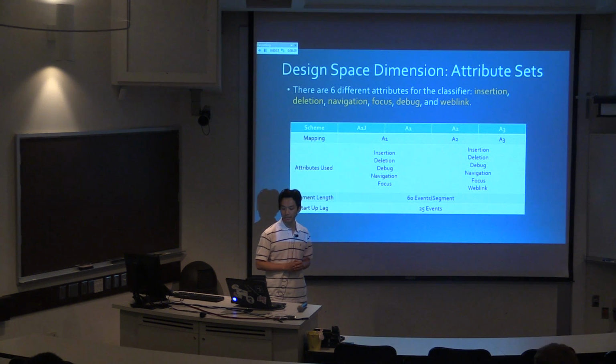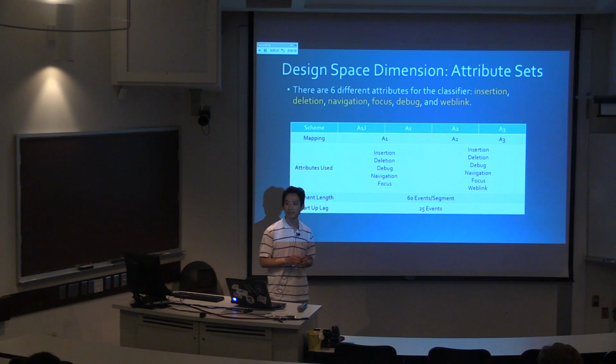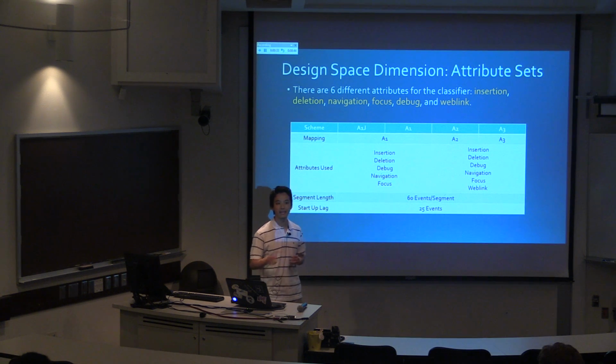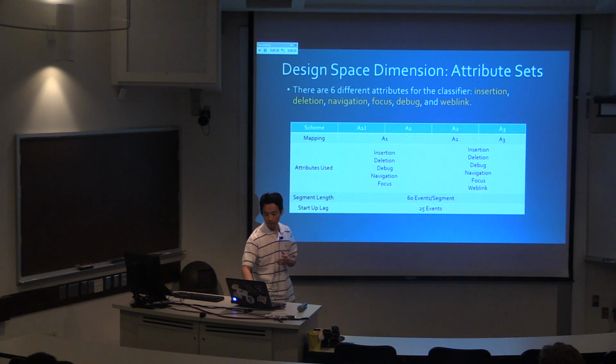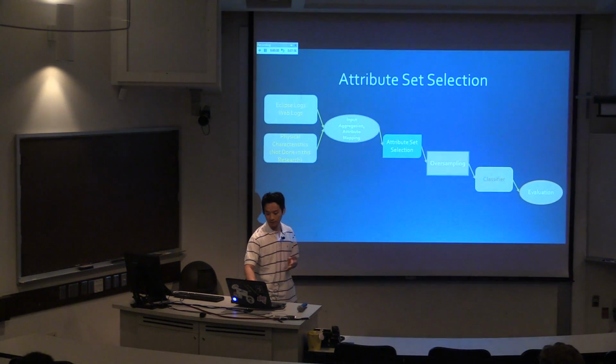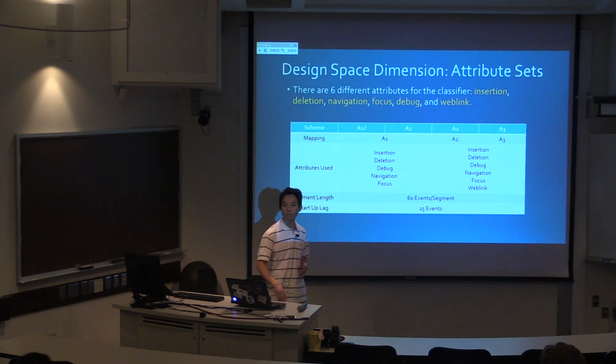So basically, it's very impractical to take all the events from Eclipse and then shoot it straight to the classifier. So what we want to do is aggregate a bunch of them, and then calculate the ratio of how many are inserts, how many are deletes, and then use that ratio to train a classifier. So the segment length is 60 of those Eclipse events, which get mapped to a single segment for the classifier. And then the startup lag is 25 events, so that when a person is just starting up, we don't want to collect events immediately because they might be tainted.